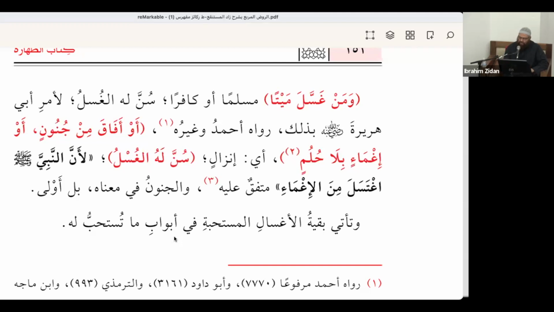If something came out that makes the ghusl wajib, then he has to make the ghusl which is wajib for him in this case. Without a wet dream, meaning without ejaculation, the ghusl is recommended for him. The ghusl for him is recommended. He says: because the Prophet ﷺ made ghusl from fainting, and the hadith is agreed upon, because the Prophet ﷺ made ghusl from fainting.